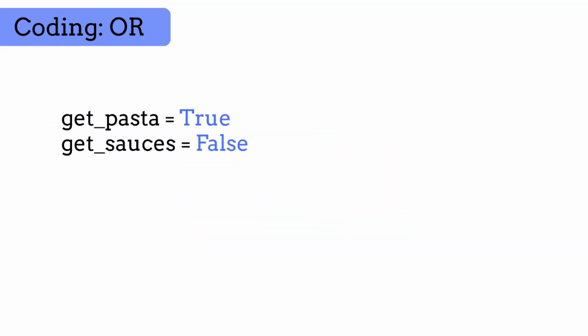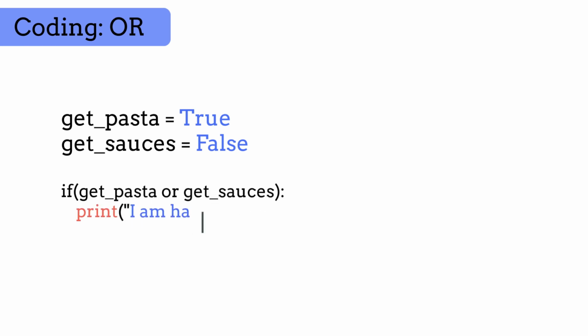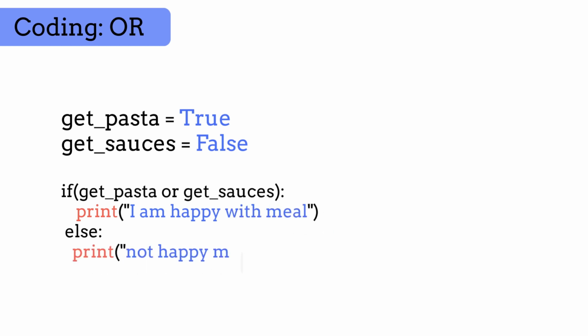Now implement the OR operator. For this we set the get_sauces value equal to false. Now let's create an if statement. If get_pasta or get_sauces, print "I am happy with meal". Else, print "not happy meal". Again you know the answer. The if statement will execute because you are getting the pasta.